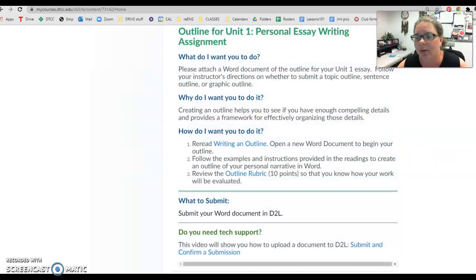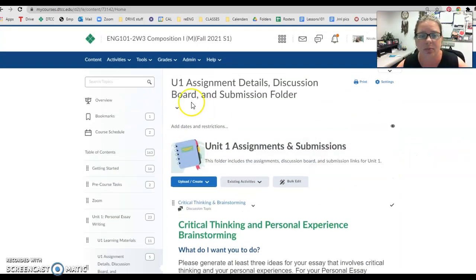So I hope that this helps you understand the process for the personal essay, the multiple steps that are going to lead up to it, and the different assignments that all are going to build to getting you to finish that Unit 1 assignment. Let me know if you have any other questions.